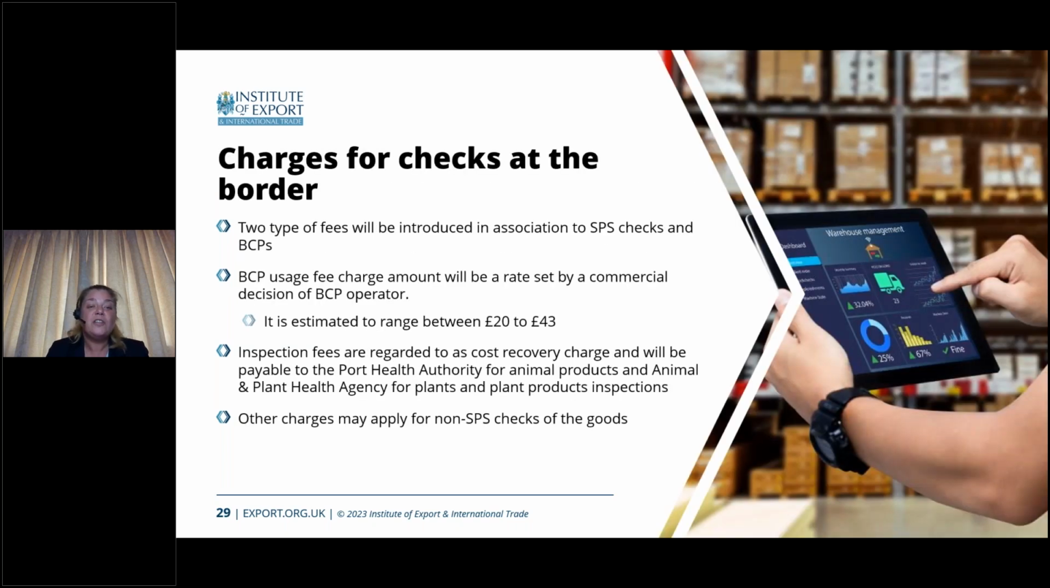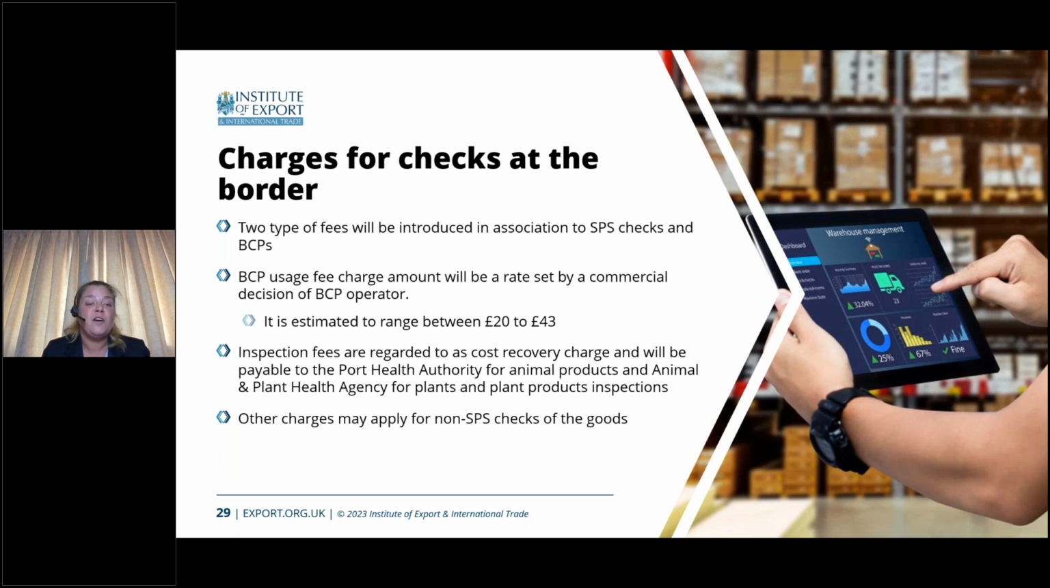So the charges for the checks at the border, and this is a key point to note, are actually purely based on each border control point. These are not set out by the government and they are not dictated to by the government. So that's why we can only estimate the range to be between £20 and £43, depending on which border control point you actually choose to use.